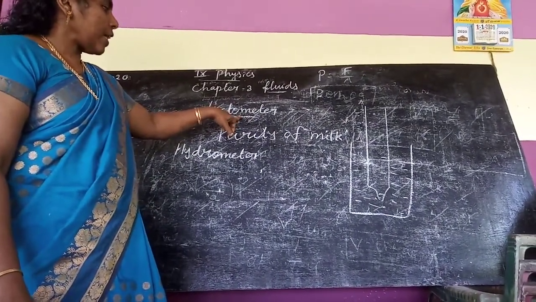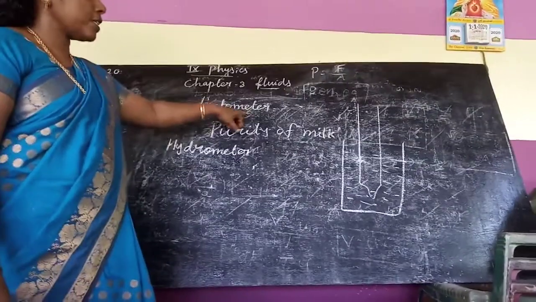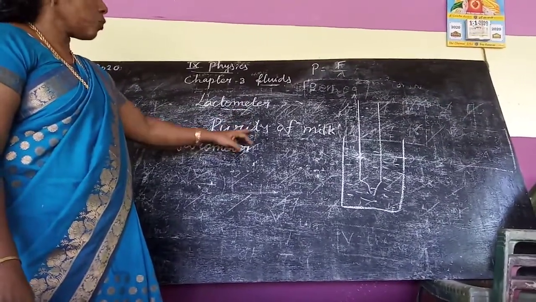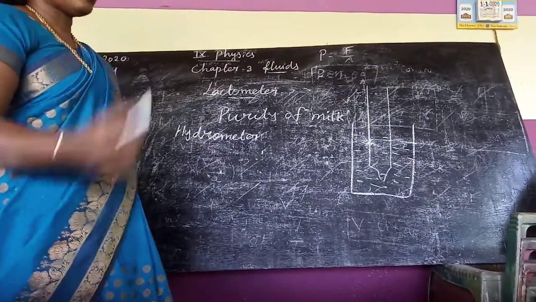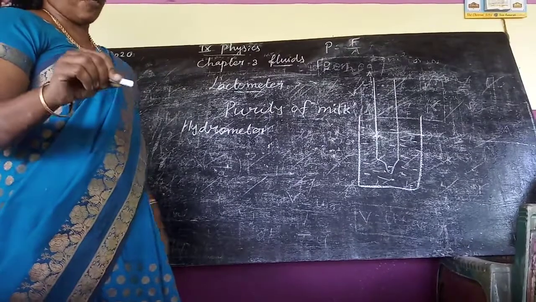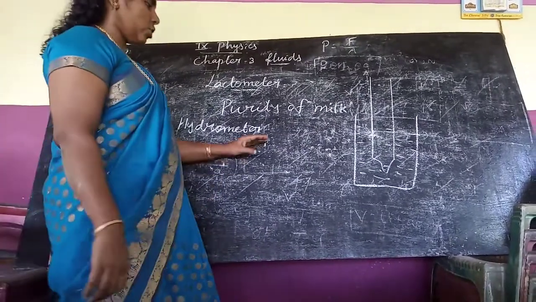Okay, so just to compare and study, what is the use of lactometer? To find the purity of milk. So what is the use of hydrometer? To find the relative density of a liquid, or density of a liquid. Relative density or density of a liquid.